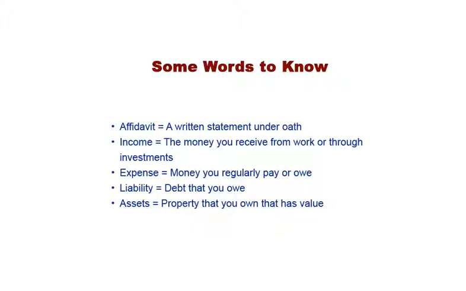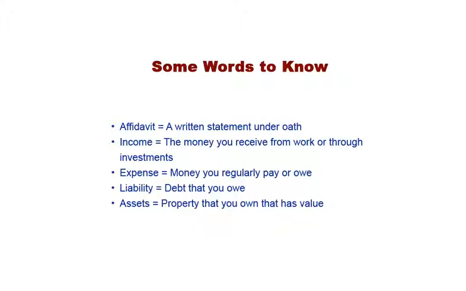Expenses are money that you regularly pay or owe for day-to-day living. These can include rent or mortgage, utilities, food, clothing, transportation, alimony, and child care. A liability is a debt that you owe. These can include bills, loans, and credit cards.